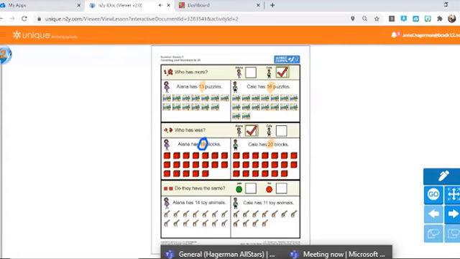Elena has 19 blocks, so that is a smaller number, so she has less, or fewer. Those words mean the same thing. Let's look at our next.